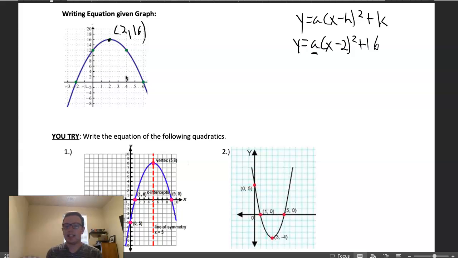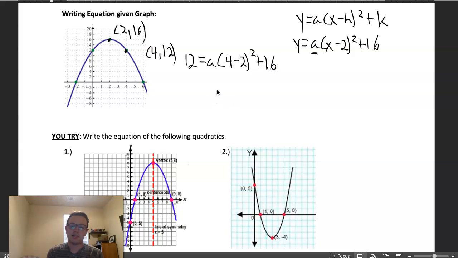Well, we're going to take a second point and solve. So let's take this point over here that's already been marked out. That's the point (4, 12). And we're going to substitute that into our equation to solve for a. So x is 4, y is 12. This becomes 12 is equal to a times (4 minus 2) squared plus 16.